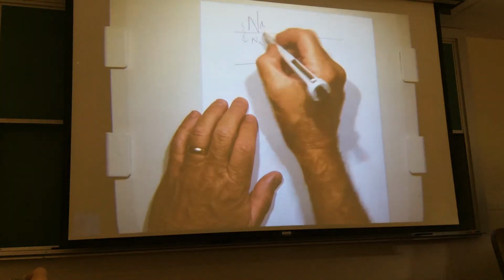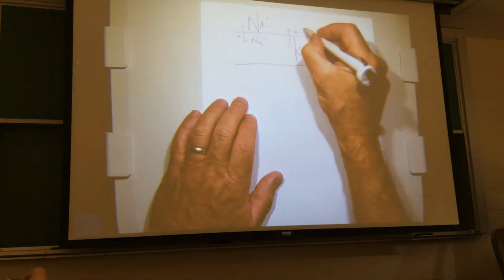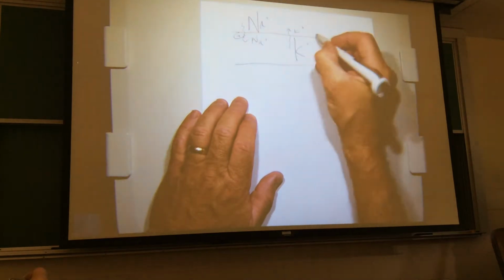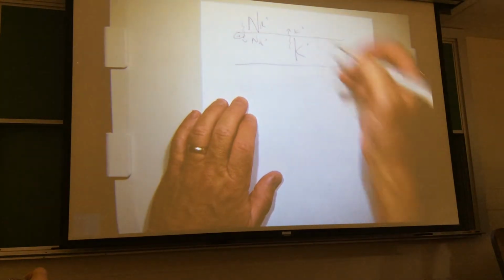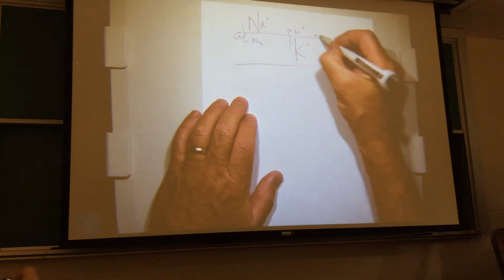So when this comes in, it's going to bring in a positive, and when this goes out, these are positive, of course. So you can think of this as, if it's going to go in, it's going to put positives inside of the axon, and this is going to put positives out.